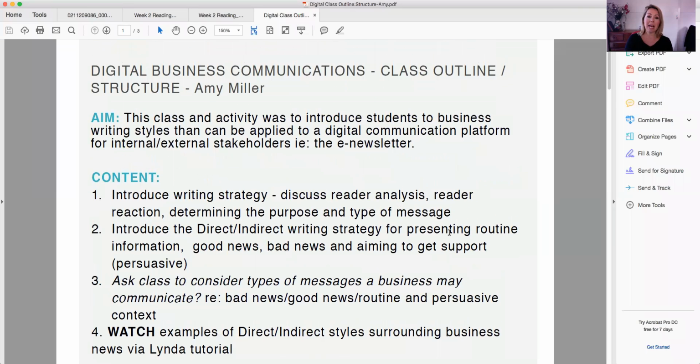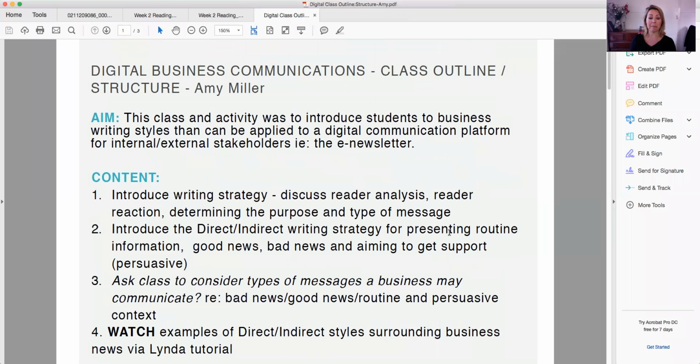So this class and activity was to introduce students to business writing styles that can be applied to a digital communication platform for internal and external stakeholders. So I was looking at the e-newsletter here, so getting the students to understand how to develop an e-newsletter, but also to make sure that their business writing was obviously up to scratch.